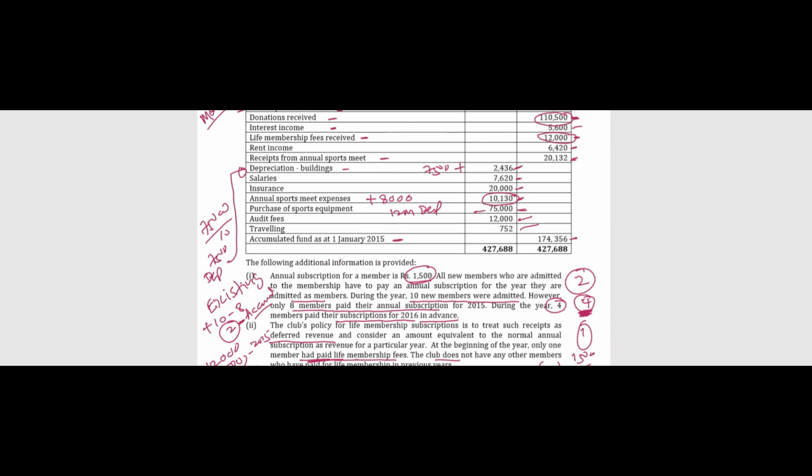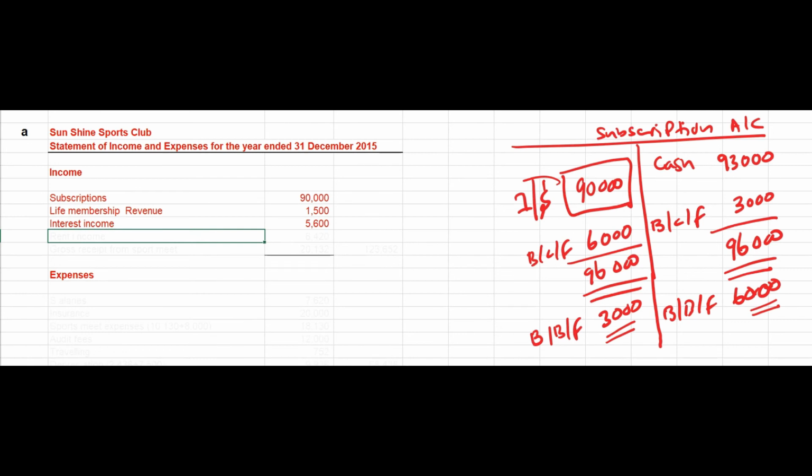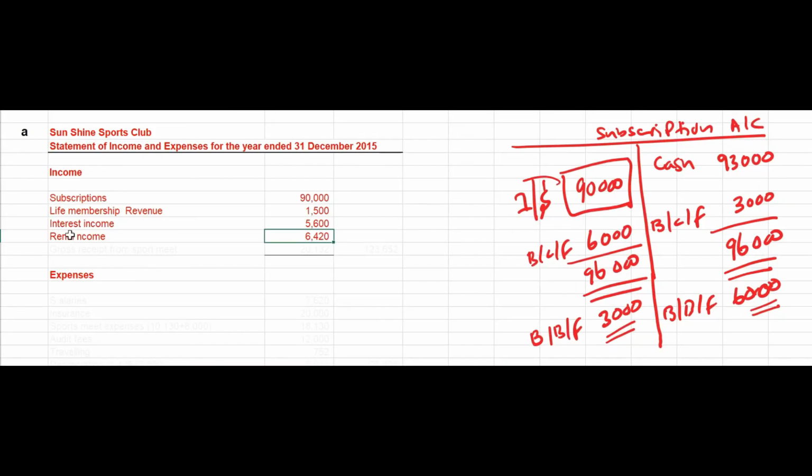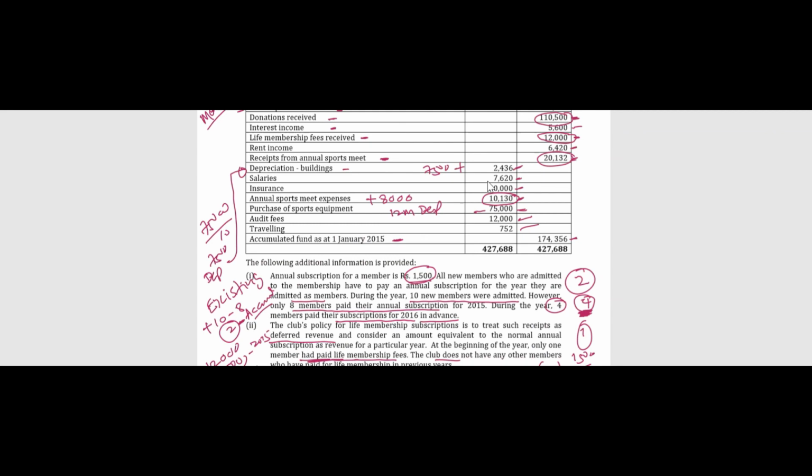And next item is rent income. Okay, so that goes to the income statement. How much is the rent income? Rent income is 6,420. And then the next item is the receipt from the annual sports meet, 20,132. Just go to the income statement and show the sports meet income, 20,132.